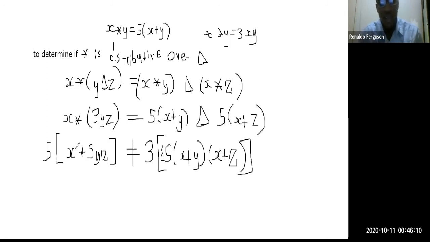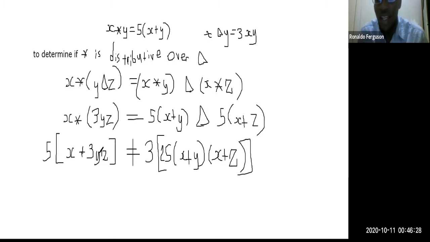Because 5 times x will give me 5x, well over 5x already on the right hand side, and 5 times 3 is 15. And some terms are missing, so clearly star is non-distributive over delta.